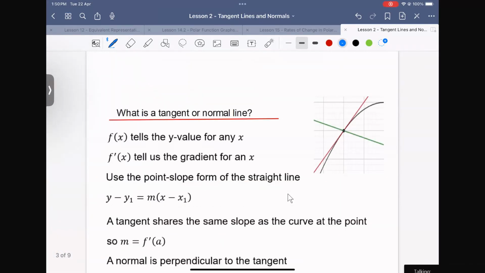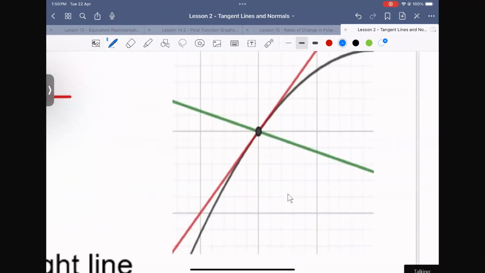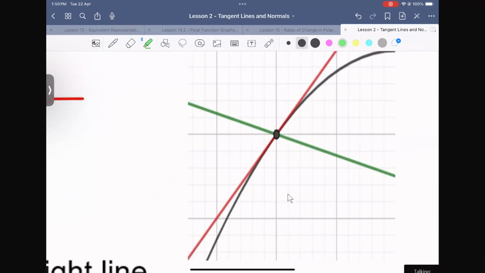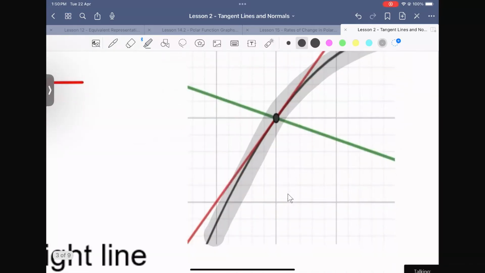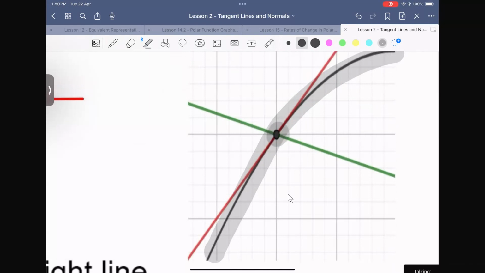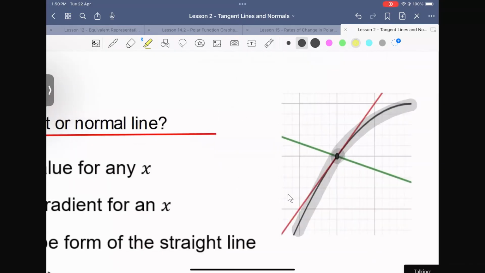Okay, so what is a tangent line? What is a normal line? You see here in this diagram, the curve is drawn in black. And we're looking at finding the tangent line at this particular point of tangency, which is marked here in the center. So the tangent line is this red line here. Notice it's touching the curve once, and then it passes through.